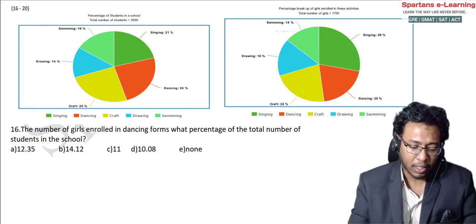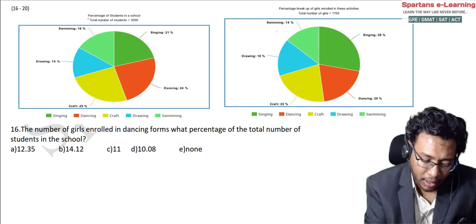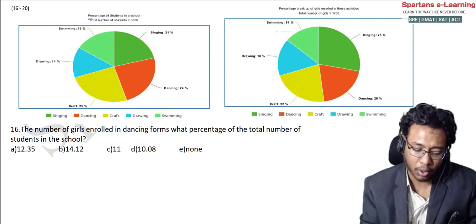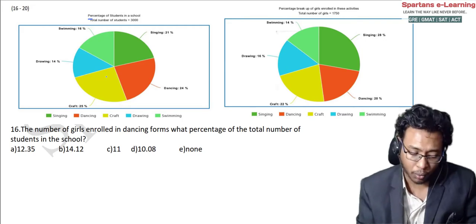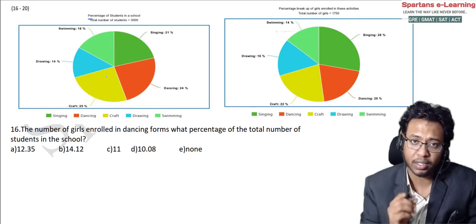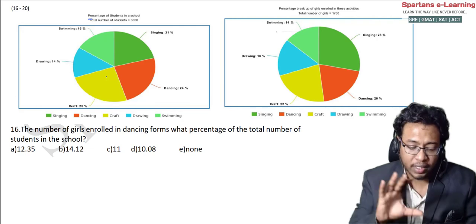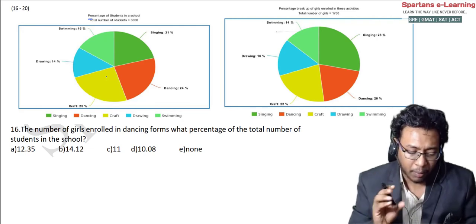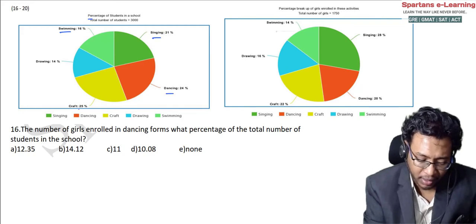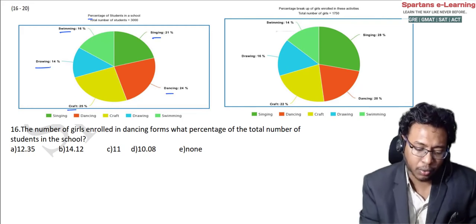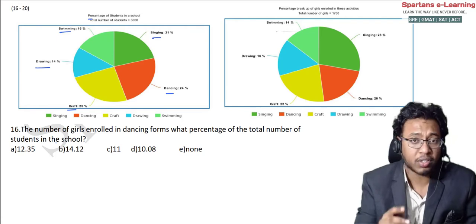Now here in pie diagrams, we will focus only on solving pie diagrams in an easy way. If you read the question, it says the percentage of students in a school, and the total number of students is 3000. That is the data given. These 3000 students are divided into percentages across activities like swimming, singing, dancing, crafts, and drawing. If you total them up, it will always be 100%.